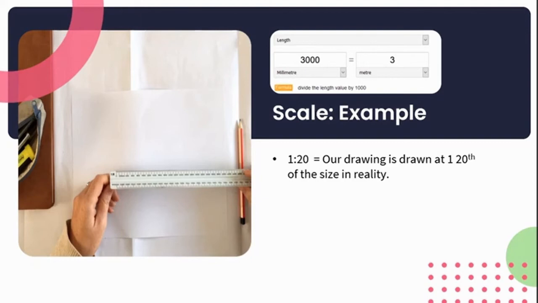Let's look at an example. So Fred is our client and he has a space of 2 meters wide by 2 meters long. You will start by rotating your scale ruler to the ratio 1:20 and draw a line from the 0 mark to the 2000 millimeter mark. You have now drawn a 2-meter line.